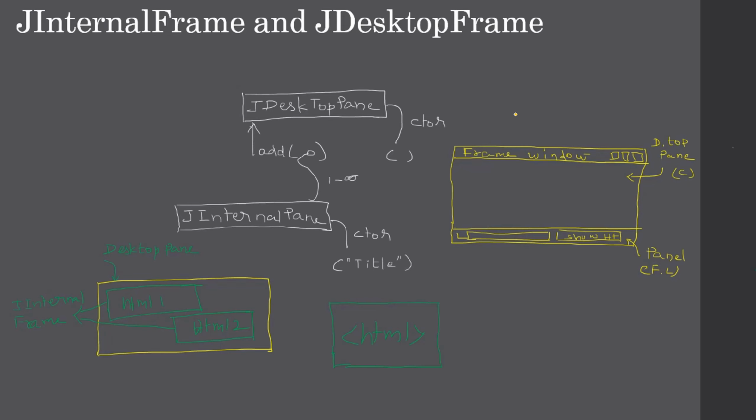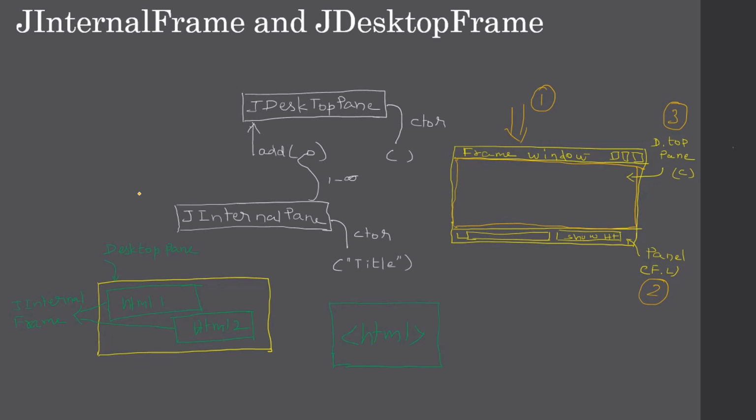Our example will flow like this. First we will create the JFrame window. After that, we will create a panel and we will add it to the south portion of the frame window. Then we will create the desktop pane and we will add that to the center portion of the frame window. So this will be the desktop pane.